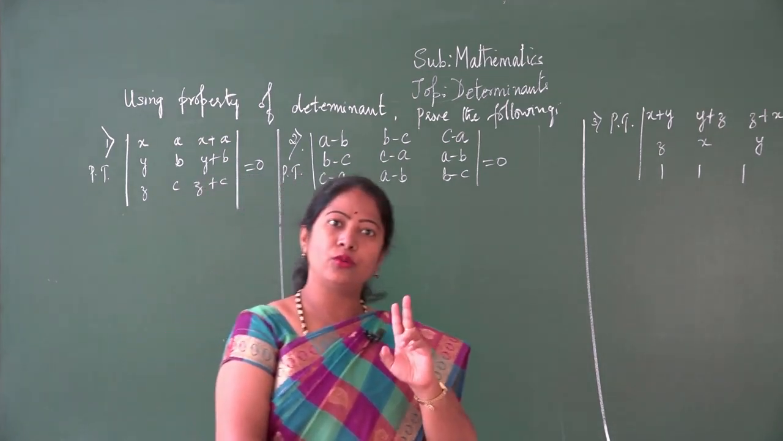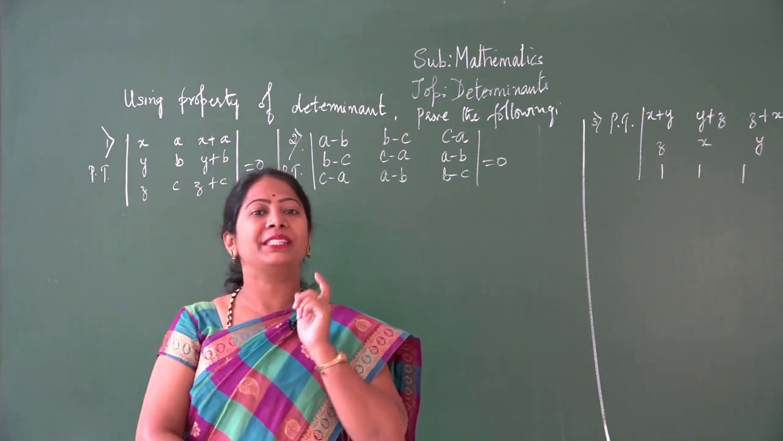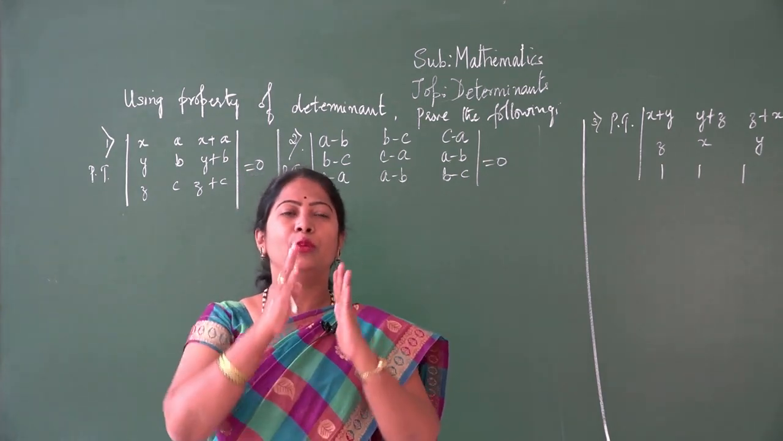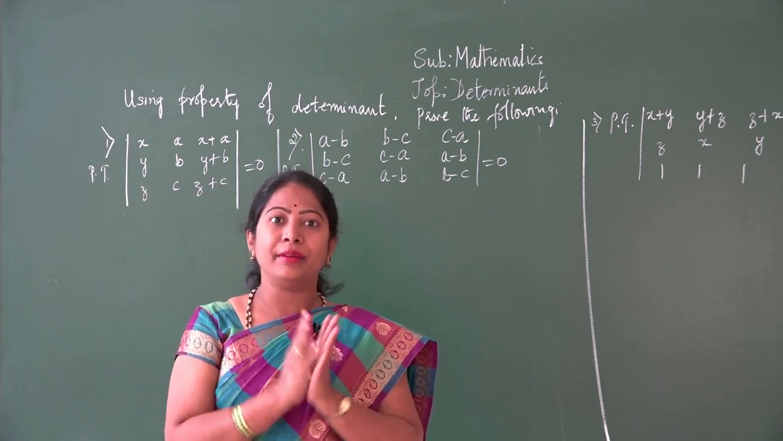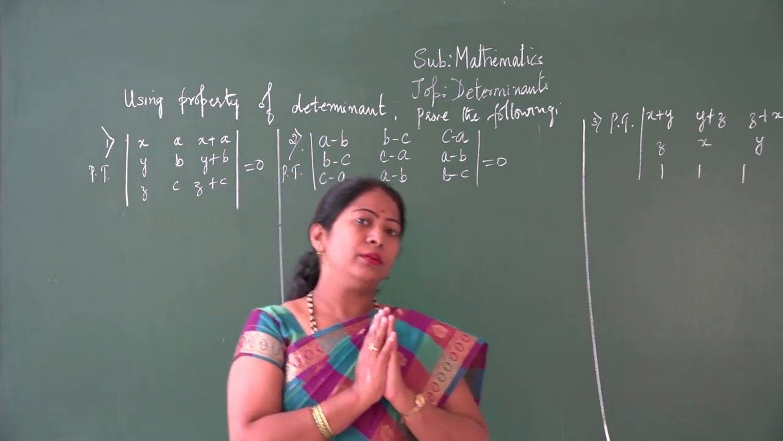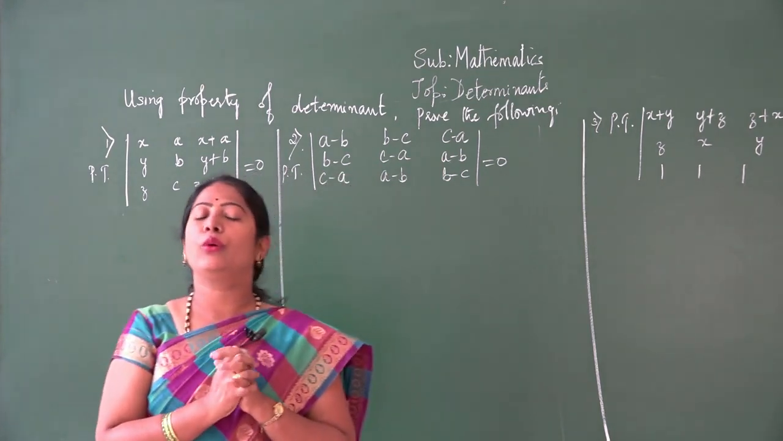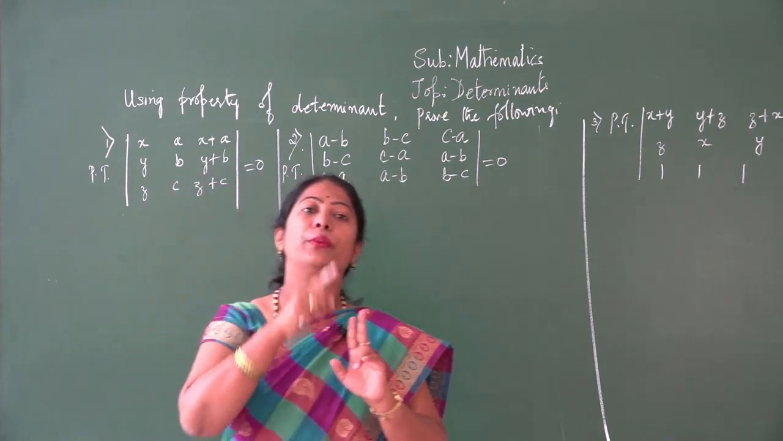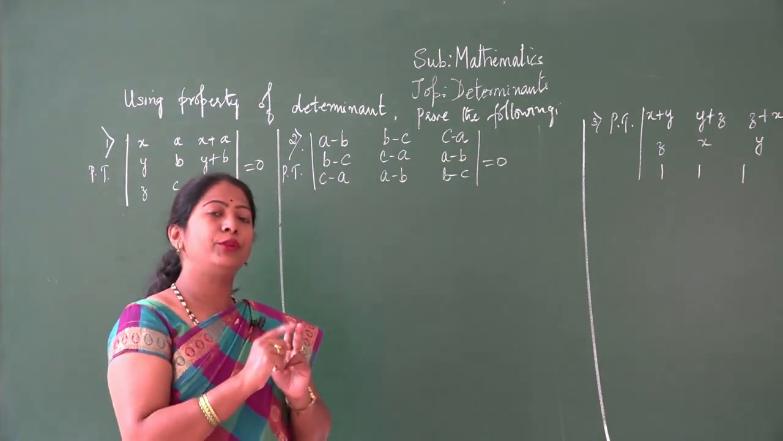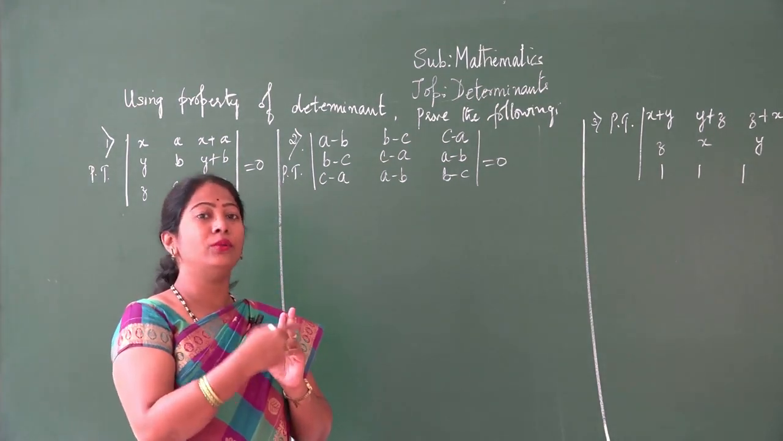Only when 2 rows or 2 columns are identical, or if all the elements of a row or column are 0. So, using these 2 properties, we have to solve the problem. The moment we look at the problem, we need to quickly summarize which property satisfies the given problem. Using these 2 properties only, I have to show the value of the determinant is equal to 0. Why only these 2 properties? Because by using only these 2 properties, the value of the determinant tends to 0.